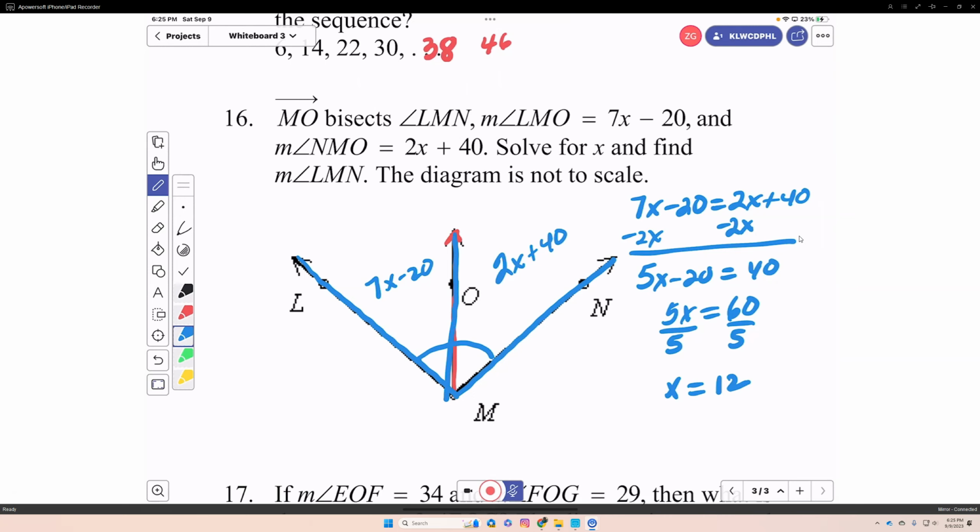Now we have to find what each angle measurement is. We do know that each angle has an expression that represents the measurement. So 2 times 12 plus 40, and 7 times 12 minus 20. So 2 times 12 is 24, plus 40 is going to be 64. So that's 64 degrees. So this one has to be 64 degrees.